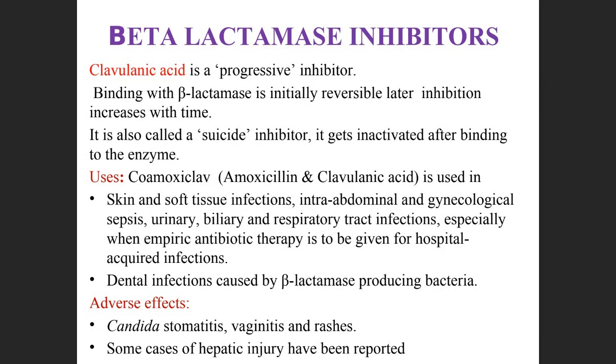So the most important use, as I told you, is that it is combined with amoxicillin, that is it becomes augmentin. It is sold in the name of augmentin and it is used for skin infections, gynecological infections, urinary infections, respiratory tract infections, etc. And in most of the cases in hospitals, this augmentin is prescribed to the patients. Adverse effects, it can cause stomatitis, vaginitis, and in some cases it can cause problems to the liver also.